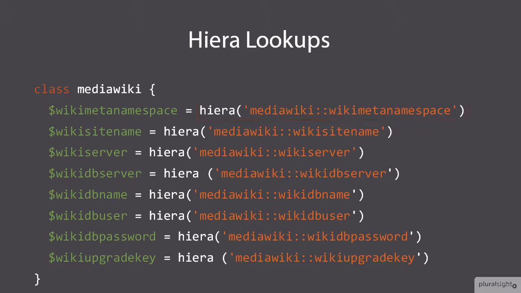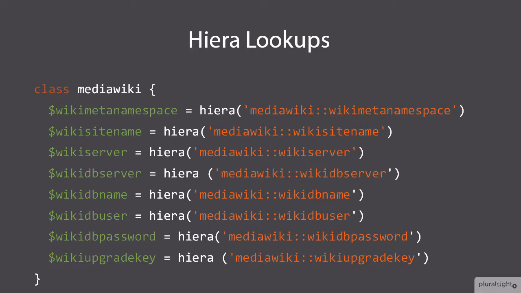Well, these values within parentheses, MediaWiki double colon and the variable name, are actually keys. You may have heard the term key value pair. Key value pairs are similar to variable assignments, it's just that instead of setting a Puppet variable equal to a particular value, you set a key equal to a particular value. Conceptually, it's the same thing. When Puppet encounters a Hiera function call with a key, it does a lookup on that key to retrieve the value associated with it. So where does it look?